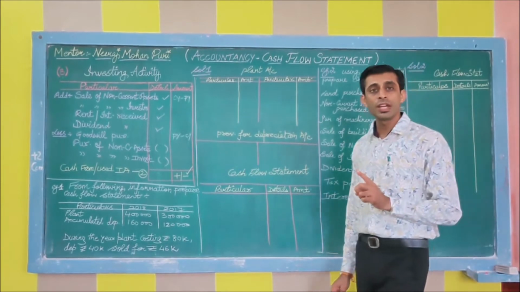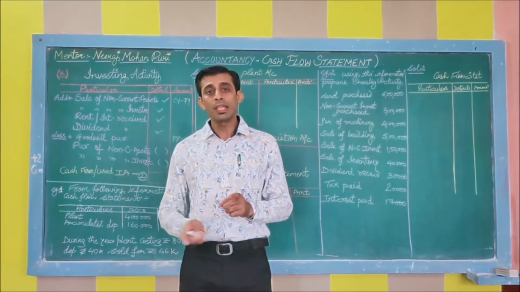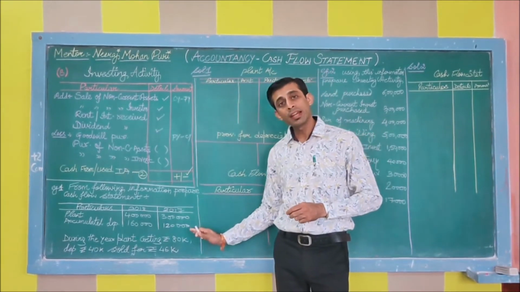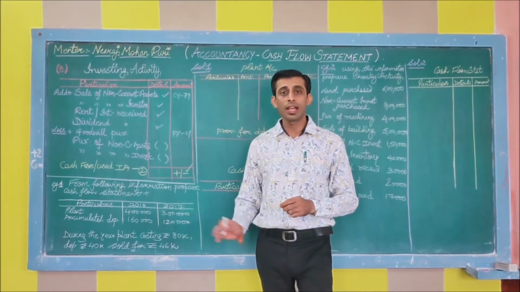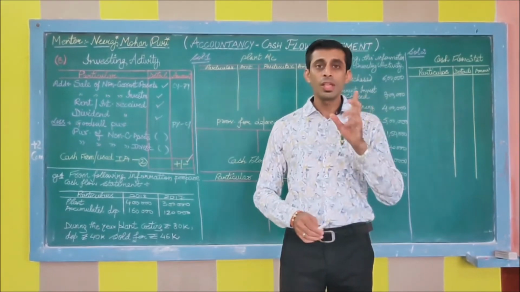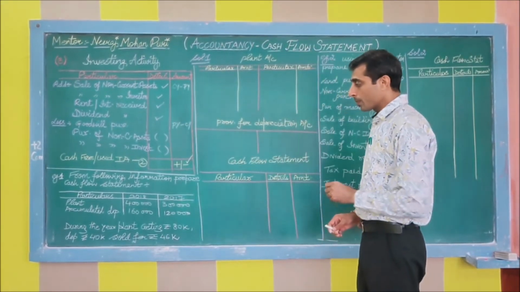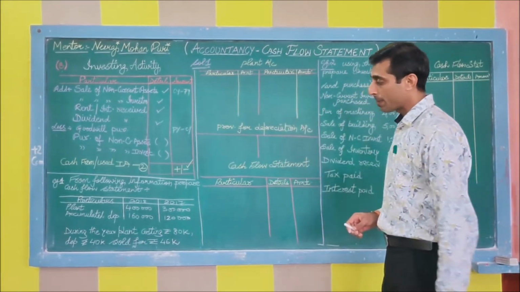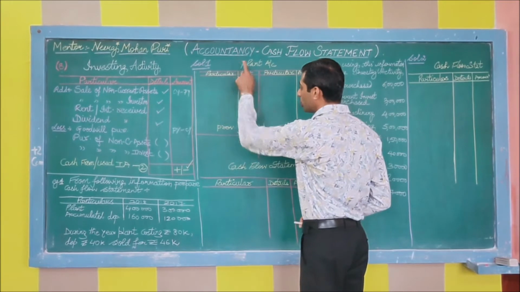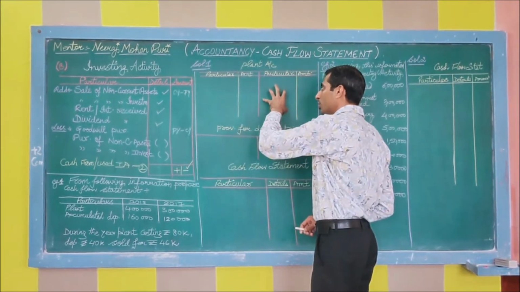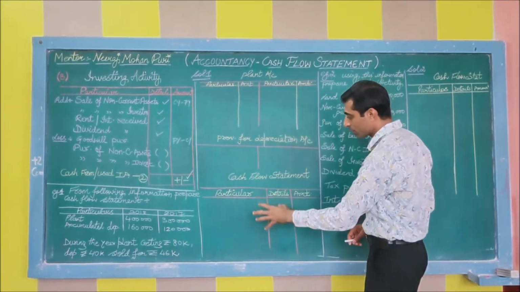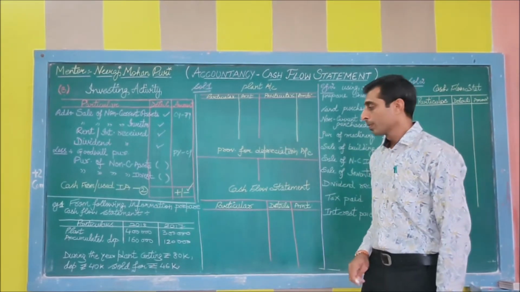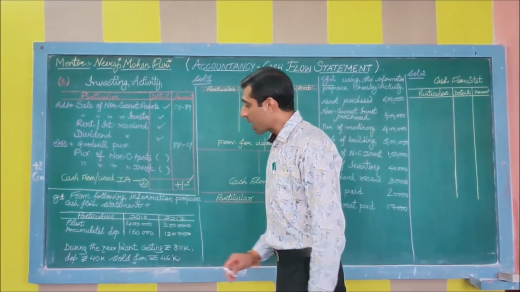In one of my previous videos, if you have not watched it, please go and watch that video. I have explained clearly how to prepare ledger accounts. That video is very important. Now let's prepare ledger accounts of plant as well as depreciation. After preparing both these ledgers, some information from here is to be transferred to the cash flow statement to calculate investing activity. To start with, plant is an asset.